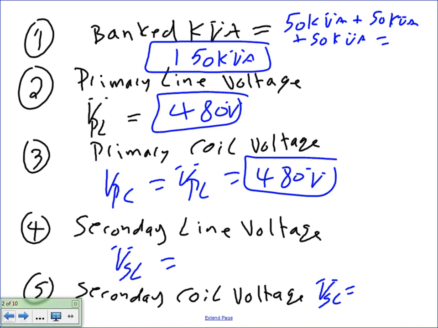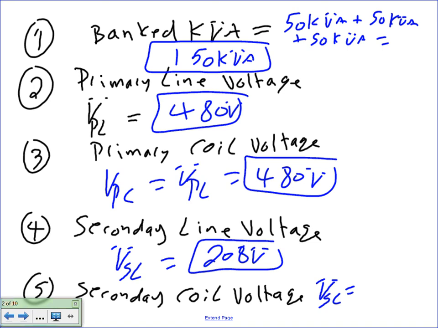Secondary line voltage. What's the secondary line voltage? Secondary line voltage is 208 volts, piece of cake. How about secondary coil voltage? The secondary coil voltage is 120, right? Because it's a 208/120 system.